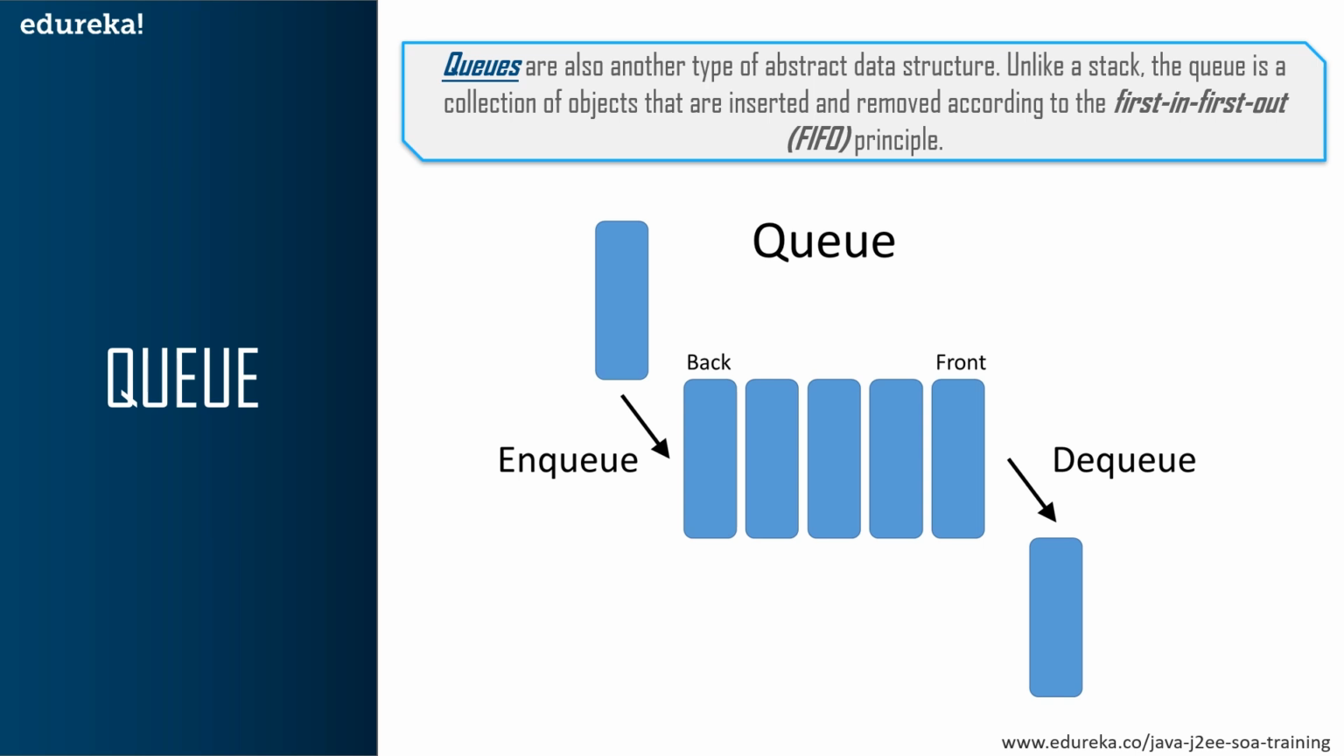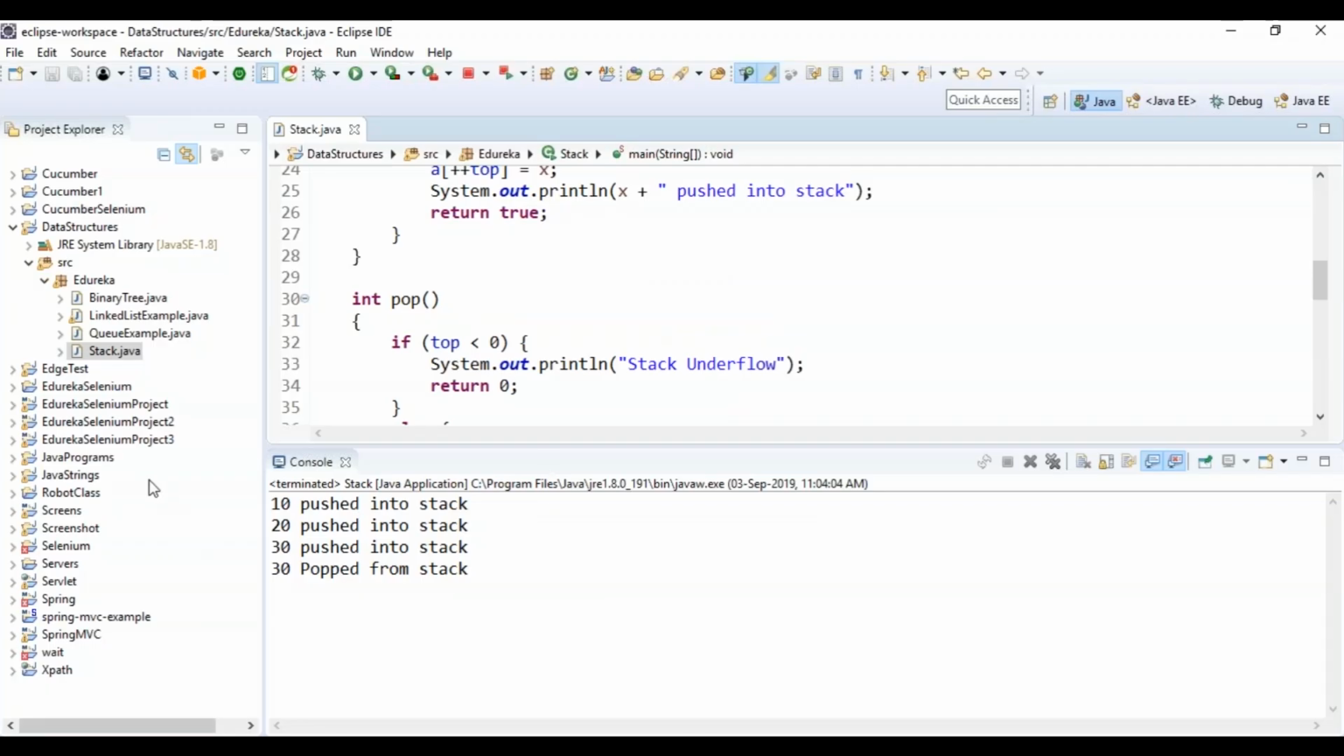So queues are used in the asynchronous transfer of data between two processes. That is CPU scheduling, disk scheduling, and other situations where resources are shared among multiple users and served on a first come first served basis. So these are some of the situations where queue can be used. Okay, so now let's take an example and understand how it works.